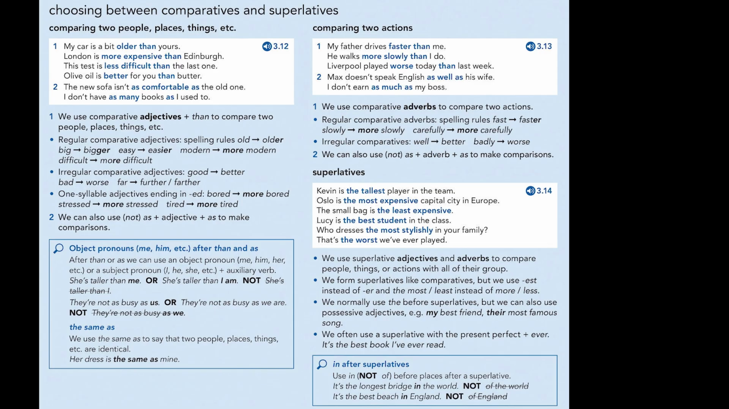3.12. 1. My car is a bit older than yours. London is more expensive than Edinburgh. This test is less difficult than the last one. Olive oil is better for you than butter. 2. The new sofa isn't as comfortable as the old one. I don't have as many books as I used to.